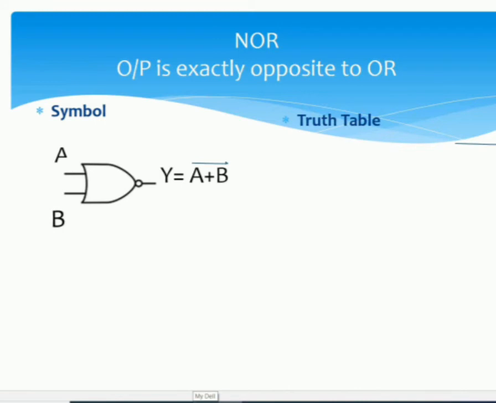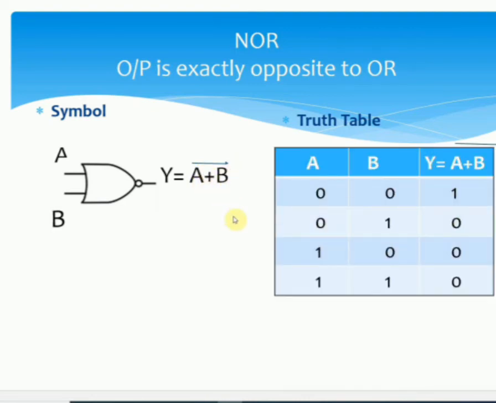Now we'll discuss NOR gate. NOR is again not OR. Again you will find one bubble at the output of the OR gate and the Boolean expression is represented by (A plus B) bar. Now let us see the truth table.